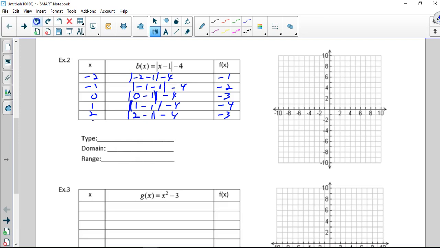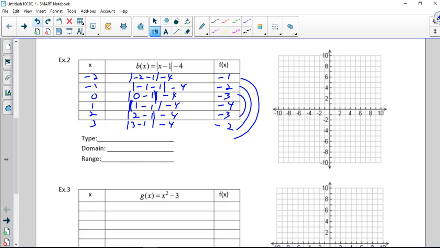Let's look at what happened with 3. Hopefully you see a pattern going. 3 minus 1, minus 4. 3 minus 1 is 2. Absolute value of 2 is 2. Minus 4 is -2. Hopefully you can see this and try to figure out what the next number would be if we plugged in 4.